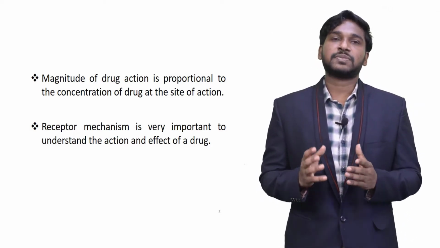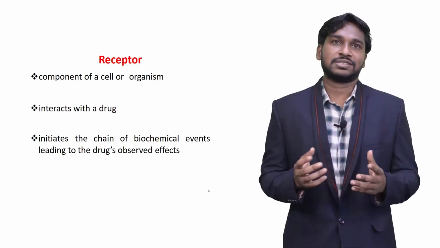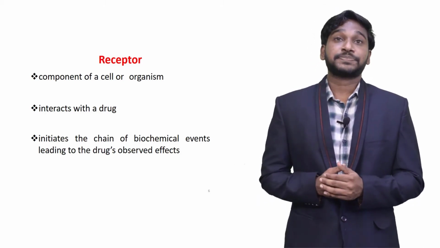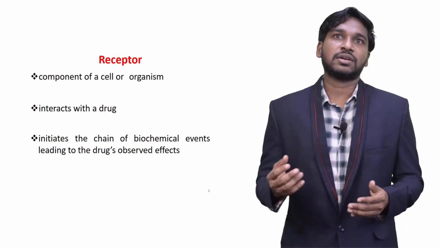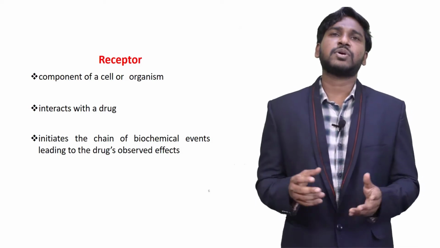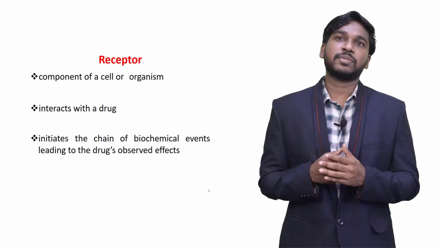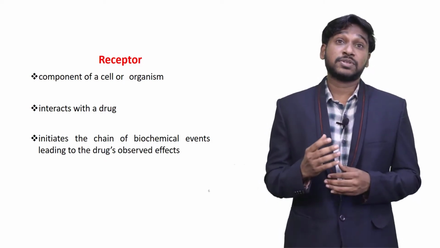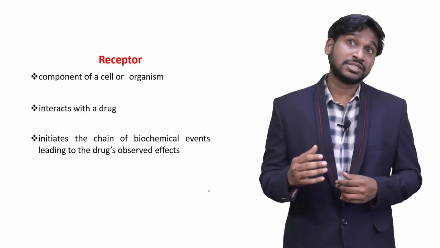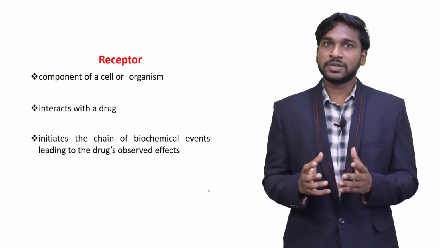Understanding the target receptor, which is a macromolecule, is very important to understand the action and also the effect of the drug. You have to know the biochemical pathway. A receptor component of a cell or organism interacts with a drug and initiates a chain of biochemical events, the steps involved in the biochemical events leading to the drug's observed effects. Receptors have specific binding sites that are definite in size and shape. Most are present near the membrane, and some lie in the enzymes or genes.